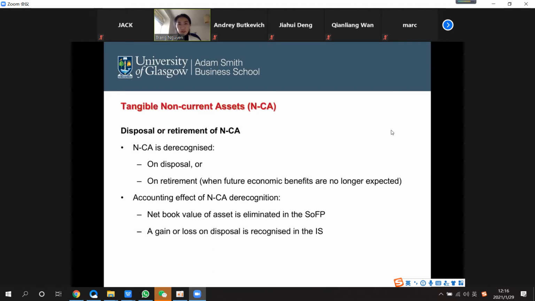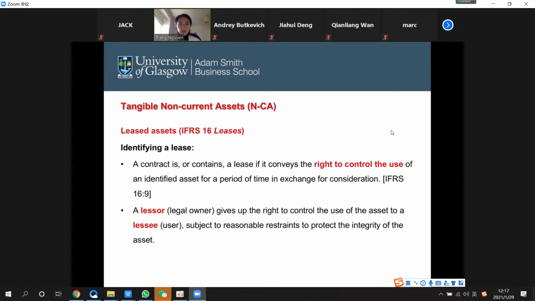Now we move to another topic in non-current assets. We learned about tangible assets, and now we will move to leases. Leasing is another topic of tangible non-current assets, and especially we see a lot of leases in the airline industry. If you pick firms in the airline industry, we should know about leasing. So what is a lease?